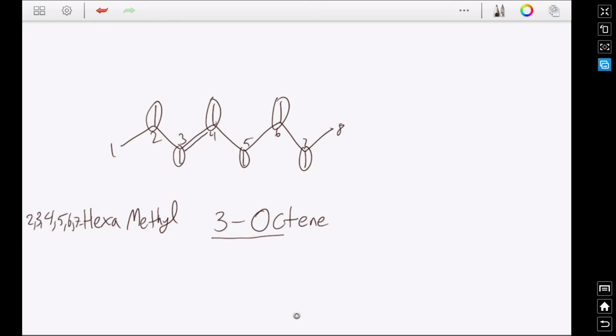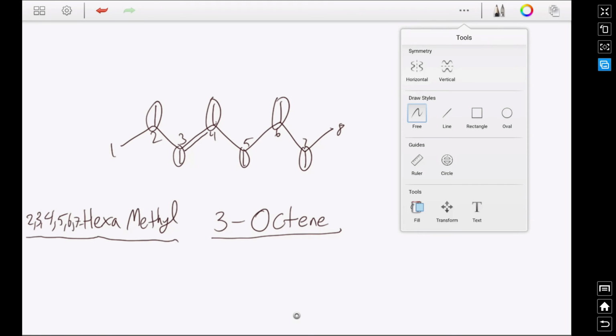It basically tells the chemist that the 3-octene means I've got an 8-carbon chain with a double bond at 3. And the 2, 3, 4, 5, 6, 7-hexamethyl tells me I have 6 methyl groups and they are located at carbons 2, 3, 4, 5, 6, and 7. That's what that name means. That's how we can write that.